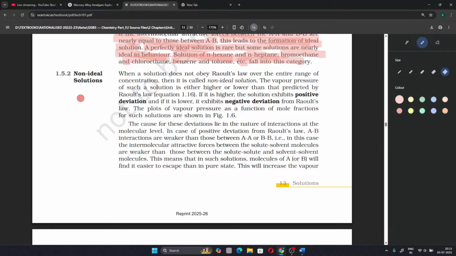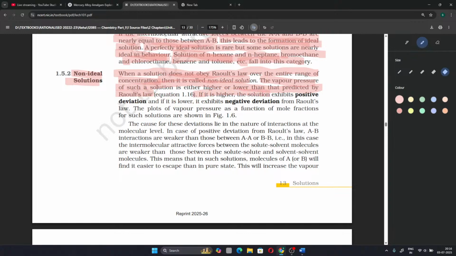Now let's come to non-ideal solutions. When a solution does not obey Raoult's law over the entire range of concentration, then it is called a non-ideal solution. The vapor pressure of such a solution is either higher or lower than that predicted by Raoult's law. What this is saying is, when it obeys Raoult's law in the entire range of concentration, it is called ideal. When it is not obeying over the entire range of concentration, then it is called a non-ideal solution.